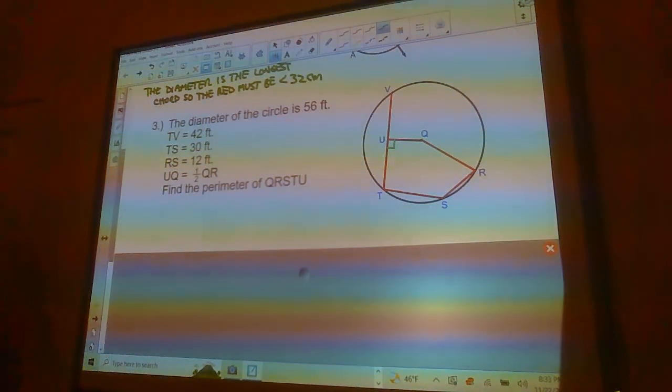Let's have you do this one here first. So go, the diameter of the circle is 56 feet. TV is 42 feet. TS is 30 feet. RS is 12 feet. UQ is half of QR. Find the perimeter of QRSTU. All right, I'll let you pause the video here and figure that out.